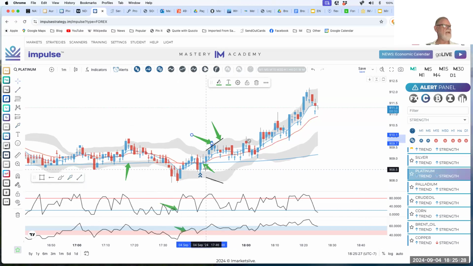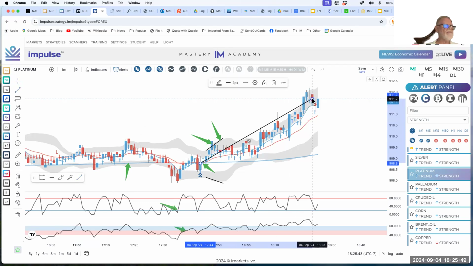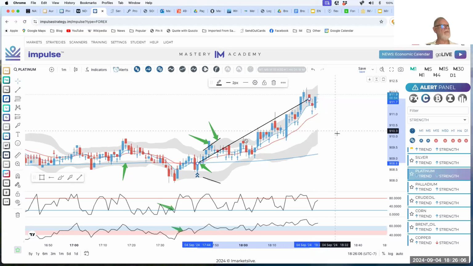So now let's count them: 1, 2, 3, 4, 5, 6. Again, we only need 5, and you would get in exactly there, and you could get out here. You could actually stay in all the way up to here and probably get out there, and you would get all those pips, which in this case is 120 pips. If you were doing $1 a pip, that's $120. Doing $10 a pip, that's $1,200 just in that trade.